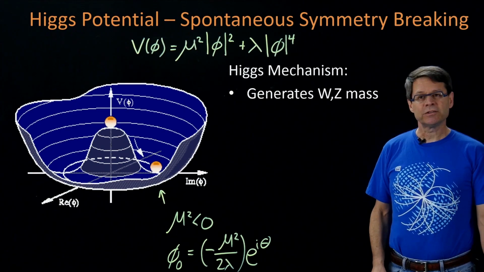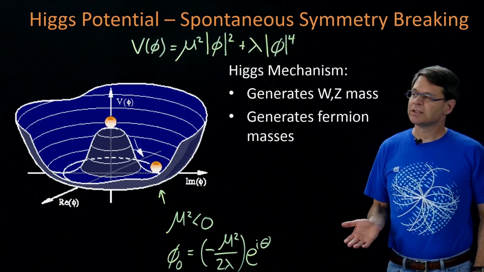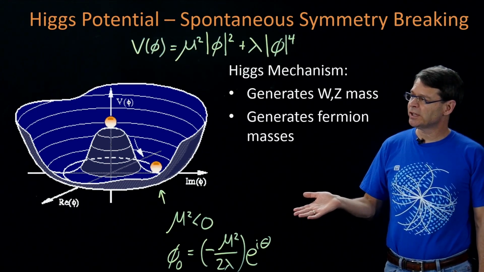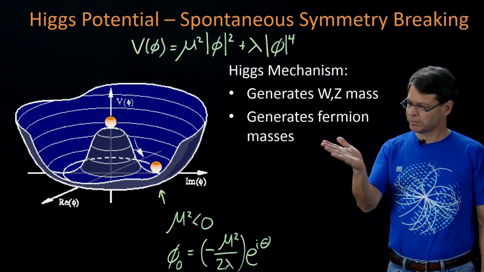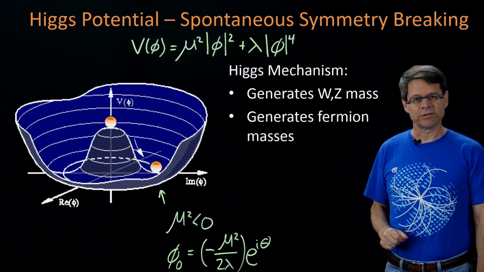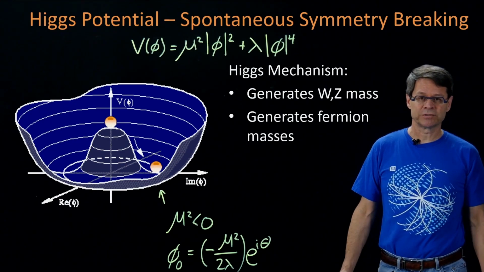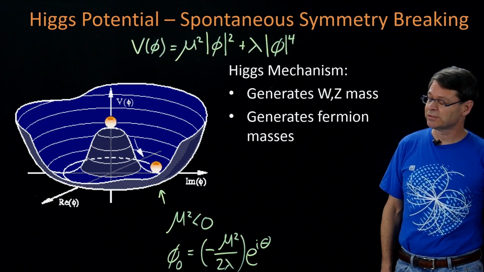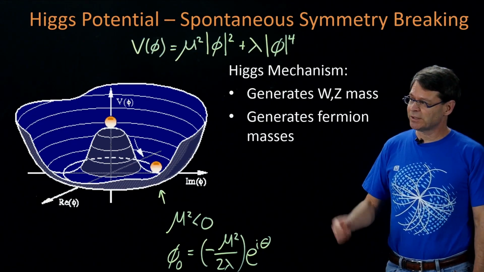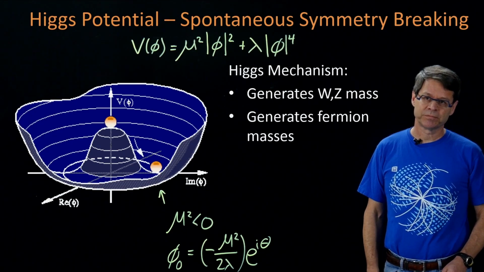mass. But you can extend it, and the Higgs field also can couple to the quarks and leptons, the fermions, and that will generate mass for those as well. We know the electron's not massless. We know the quarks and the proton are not massless. So we have to generate them some mass as well.